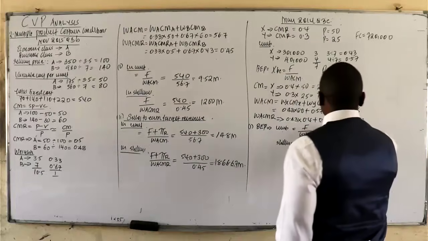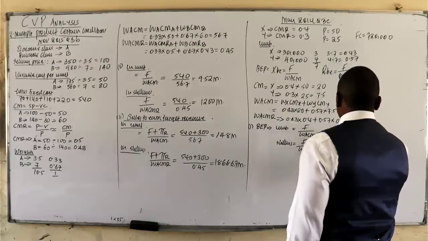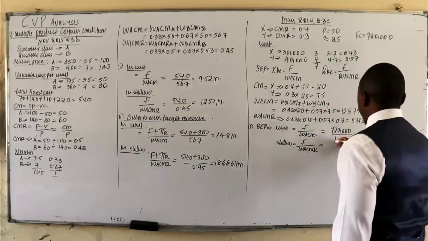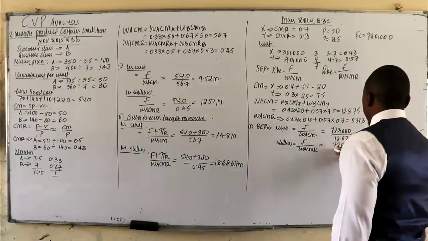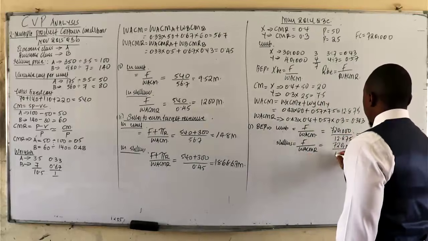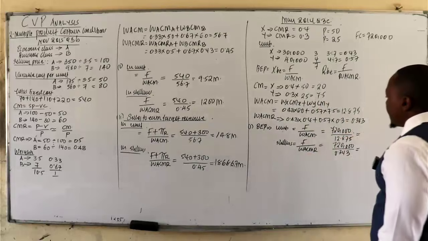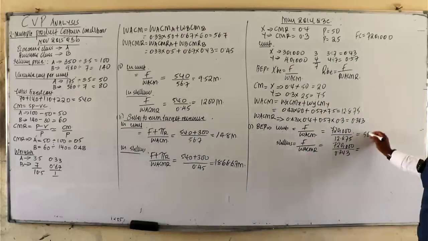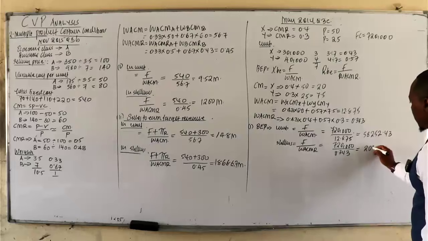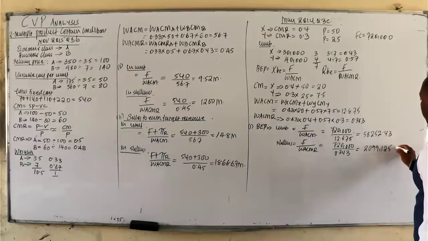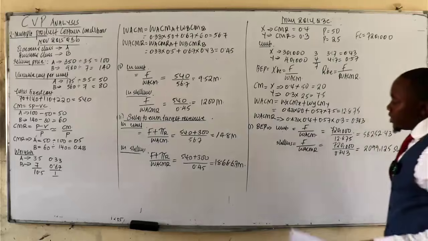We have the fixed cost as 720. The weighted average contribution margin we have is 12.875. So this will be 720 over 12.875. The weighted average contribution margin ratio is 0.343. That gives 55.92 units, and 2,099,125 in shillings. These are the units, these are shillings.